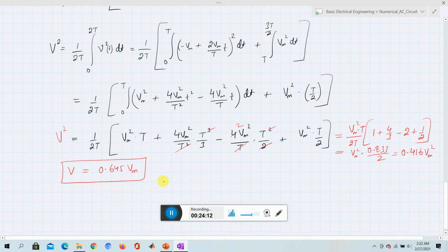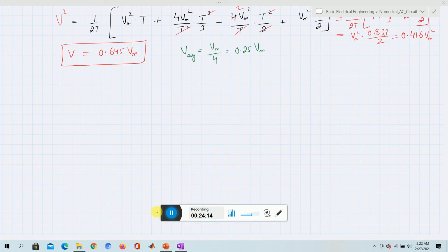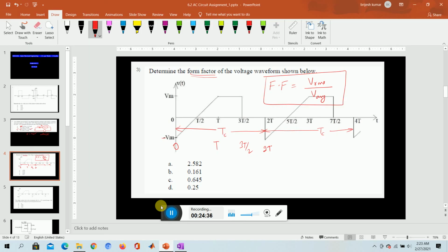We have also obtained the average value, 0.25 Vm, and here is the RMS value. So the form factor is V RMS by V average. When you substitute these values, you get 2.582. So the form factor is 2.582, and when you see the choices over here, you are also getting 2.582. A is the choice. Like that you can solve this problem easily.